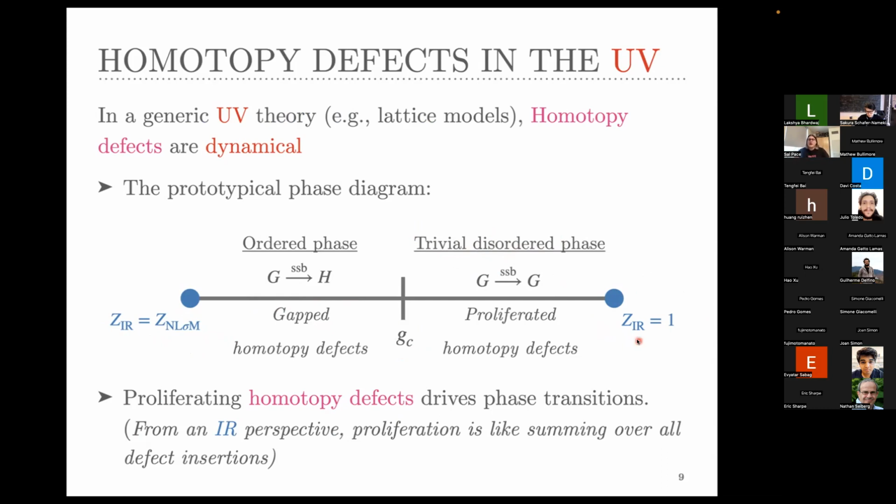Now, the fact that these homotopy defects are dynamical means that we can proliferate the defects. The common perspective of this transition is that it's driven by proliferating the homotopy defects. From an IR perspective, one way you can think of proliferating the defects is that I'm summing over all insertions of the defect and essentially trivializing them. There's no notion of these gapped objects in the spectrum anymore. What that means is that when G is finite and these homotopy defects are symmetry defects, like I mentioned in the last slide, this proliferation could be modeled from an IR perspective by orbifolding. But more generally, you shouldn't always think of it as orbifolding.